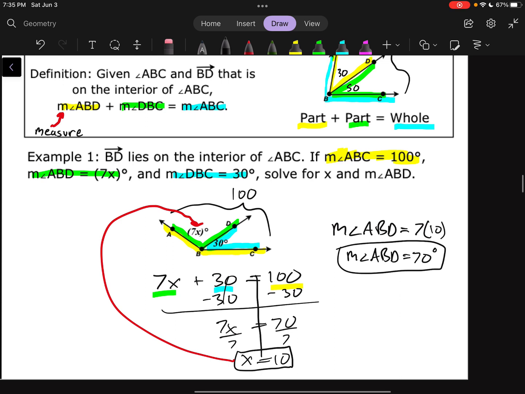And does that check out? Does 70 plus 30 equal 100? Sure does. So give myself a check mark because I know I got that right. Always make sure you check your work. All right, so angle addition postulate.